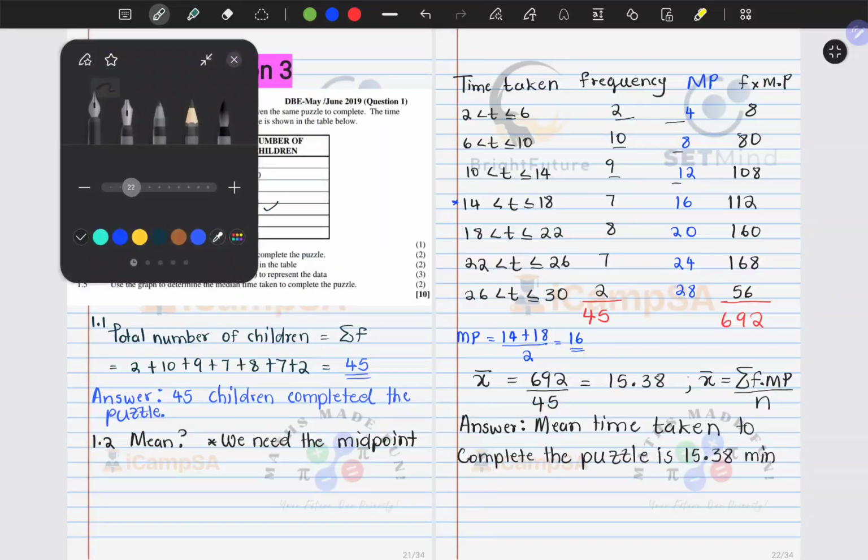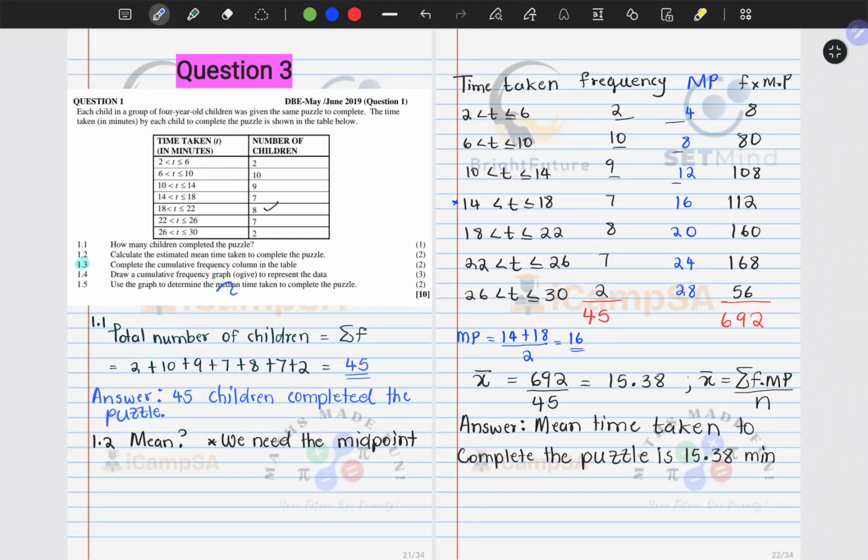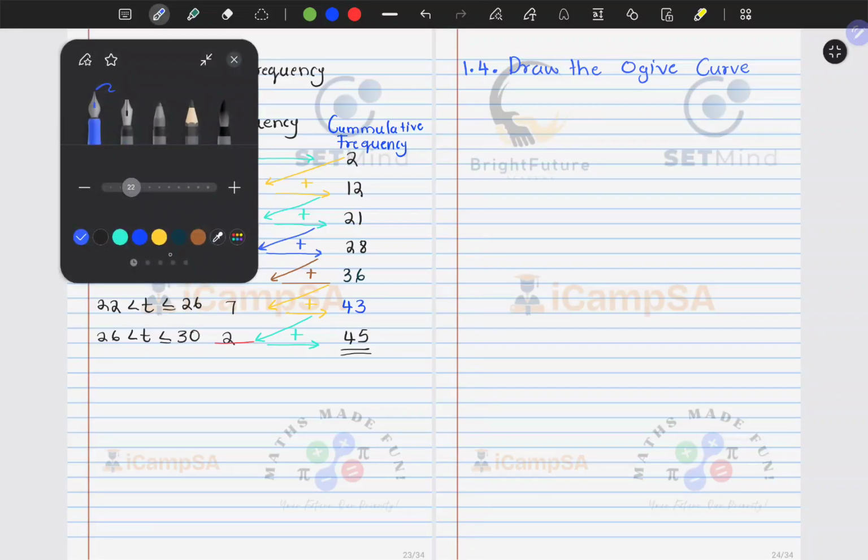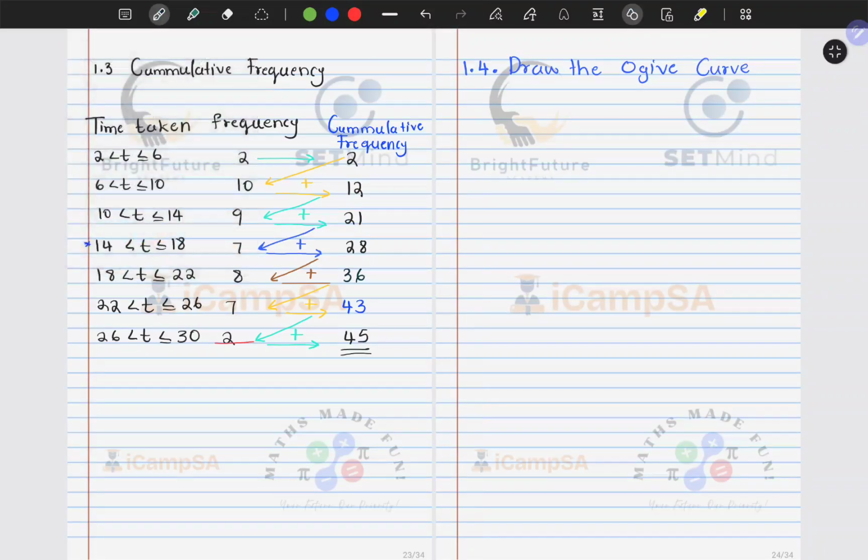So let's go now and cook. Number 1.4, we are required to draw the Ogive curve. Remember, they can call the Ogive curve the cumulative frequency graph. So let's go ahead. 1.4. What we are required to do is draw the Ogive, or others would say Ogive curve, however way you pronounce it. You get the point, isn't it? So let's cook.